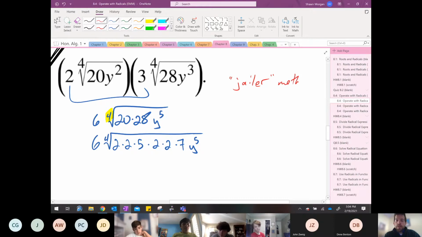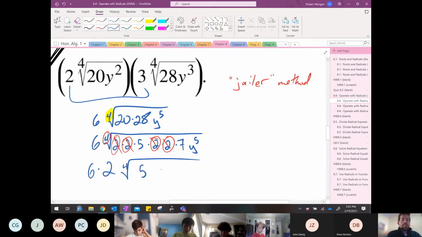The Jailor method, all right, it's sort of like this little 4 right here. It says, you know what, fellas, I will let you out of jail. I'll let you out of the radical as long as there are, in this case, 4 of you. If it's a cube root, 3 of you. If it's a sixth root, 6 of you, that idea. So check this out. We got 1, 2, 3, 4. We'll get you out the door, okay? So we can take all of these 2's out, and they get out of jail. We'll write it once. There was a 6 out there already, and now what we're left with is a 5, a 7, and a y to the 5th. Kind of taking some baby steps on this problem, okay?